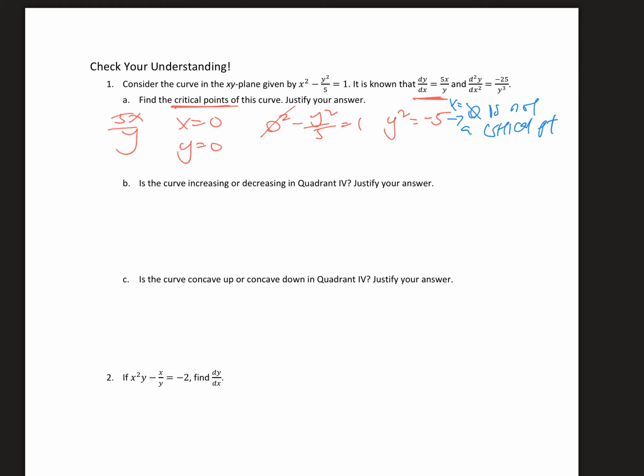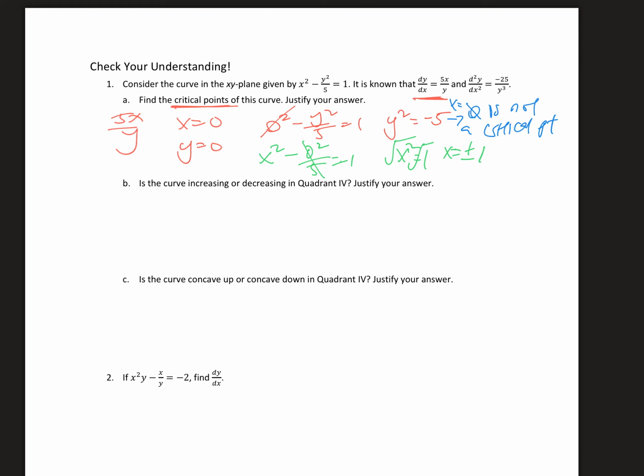Now I'm going to check using the y one. So let's plug in the y. I have x squared minus y squared, oh, not y squared. I'm replacing y, let me erase that. Replacing y with 0 squared over 5 equals 1. Go ahead and solve that. This becomes 0, so I have x squared equals 1. I can square root both sides. So x actually equals positive 1 and negative 1, which makes sense because I square root both sides.